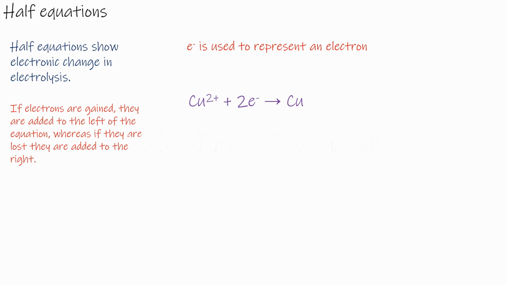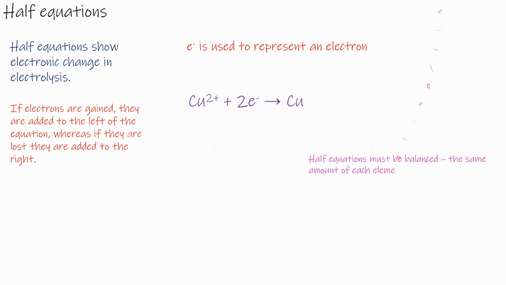So, here we have Cu2+, which is our copper ion, plus 2e-, which is our 2 electrons, will take us back to the elemental form of copper. As you can see, we are gaining those 2 electrons as the electrons are being added to the left. And most of the time, half equations will be returning an ion to its elemental form.